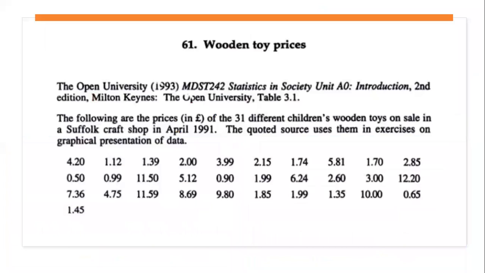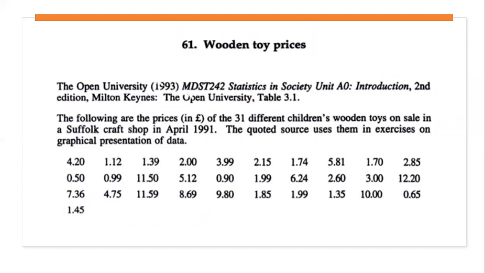For a final example here, we're going to take a look at another data set from the Handbook of Small Data Sets dealing with wooden toy prices. In April of 1991, someone went to a Suffolk craft shop and found the prices of all 31 children's wooden toys that were on sale. And you see these 31 prices listed.